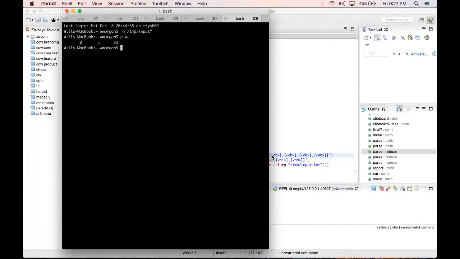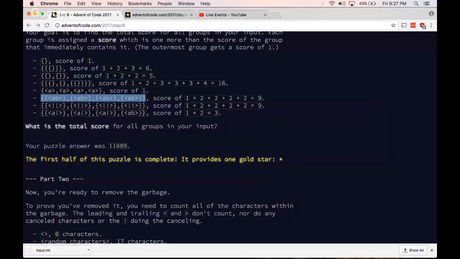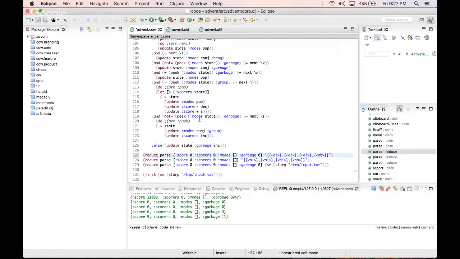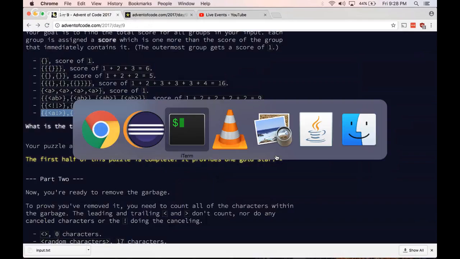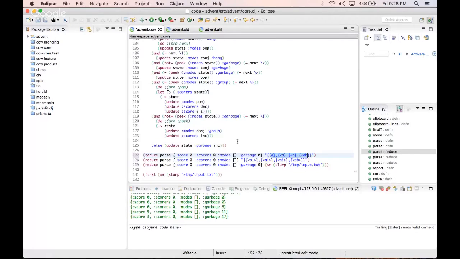Oh, okay, this is not the one that I was thinking of. Let me grab the one that I was thinking of. Here. 17. Oh, right, because it doesn't include the bang. So that's basically the 27 minus 1, 2, 3, 4, 5, 6, and then not including this one, and then not including this one, but including everything in here. 17, which was the answer.